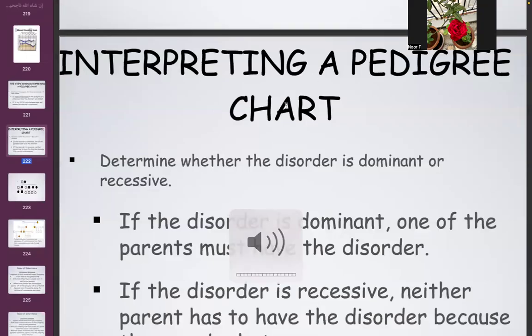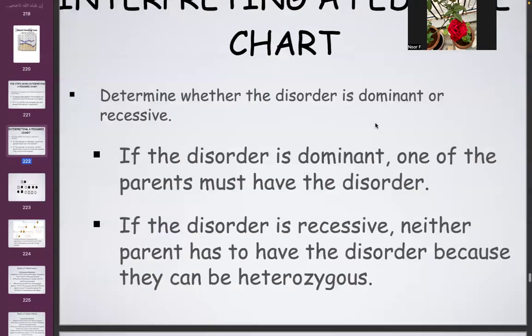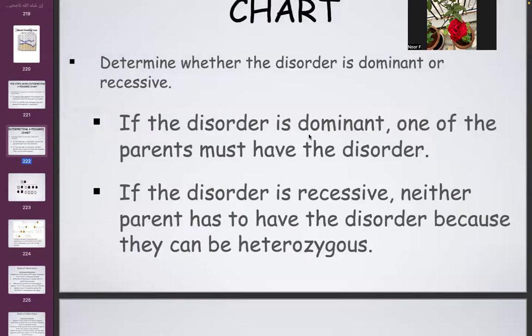Determine whether the disorder is dominant or recessive when interpreting a pedigree chart. So how do you determine? If the disorder is dominant, one of the parents must have the disorder. So in a pedigree chart, if the disorder is dominant, one of the parents should have the disorder.